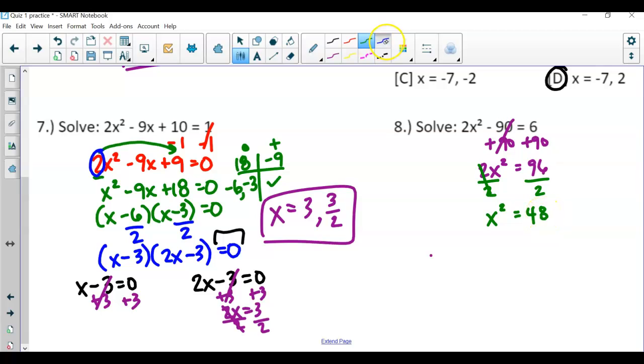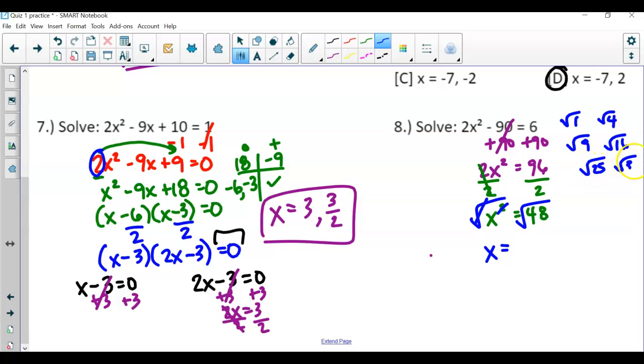Are we done though? No, right? Because it's x squared. So now what's the inverse? Square root. So now make sure here, x is equal to, now we can simplify the square root of 48. So thinking about our perfect squares, right? I've got 1 times 1 is 1, 2 times 2 is 4, 3 times 3 is 9, 4 times 4 is 16, 5 times 5 is 25, 6 times 6 is 36. Now I'm going to pause there because we're going to go too big because we're looking for factors of 48, right?